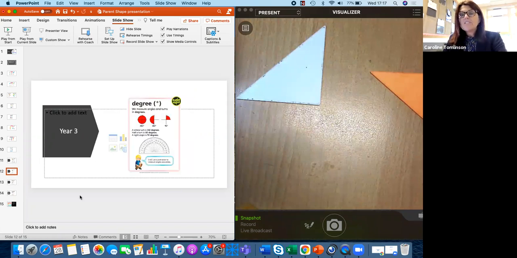We measure angles and turns in degrees, and you can see there's a protractor, but again, you can get online protractors. Unless that's something your child's really interested in, just using that mathematical language would be enough at home.